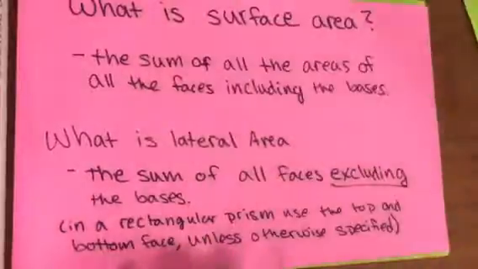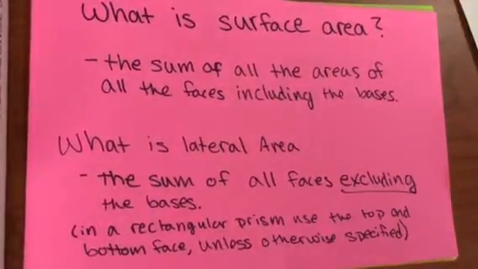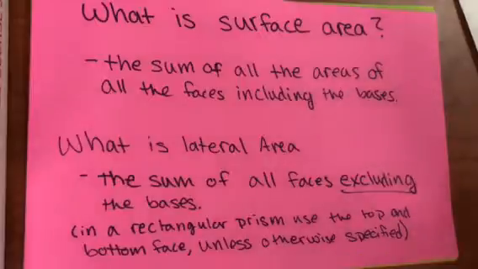Pause if needed. So first off, what is surface area? Surface area is the sum of all the areas of all the faces, including the bases. In a prism, we're doing prisms. I will, of course, say the wrong one. I probably will at some point today.